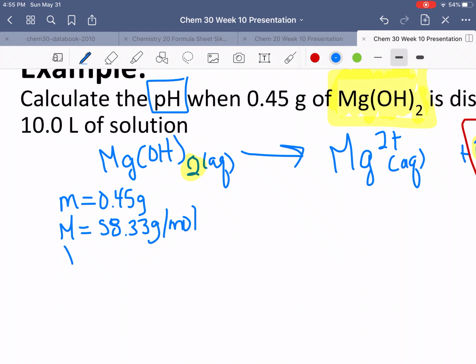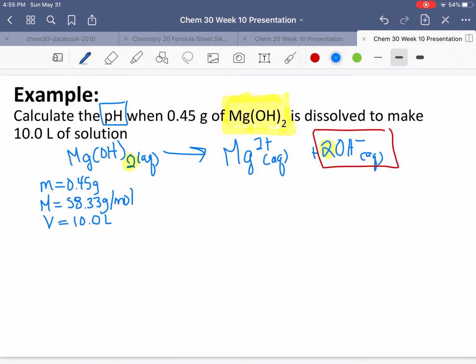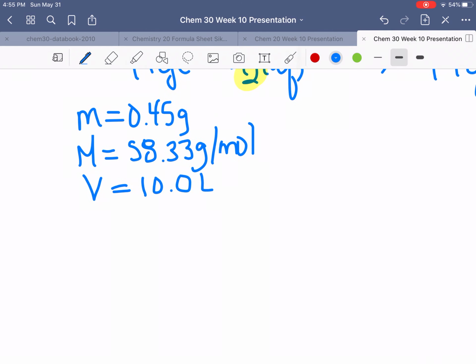We're also told in the question that we've got 10.0 liters of this water that it's dissolved in. So step by step, concentration is going to be number of moles over volume. I need to get the number of moles to start. Easy to do with the mass and the molar mass. n is equal to little m over big M, 0.45 grams over that 58.33 grams per mole.